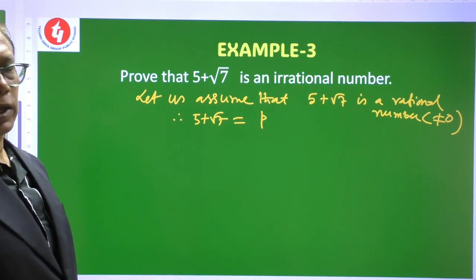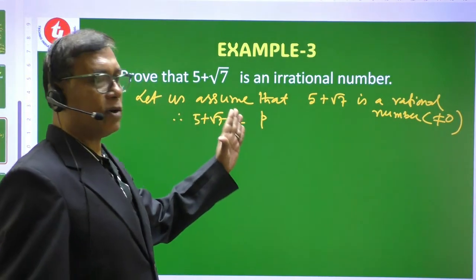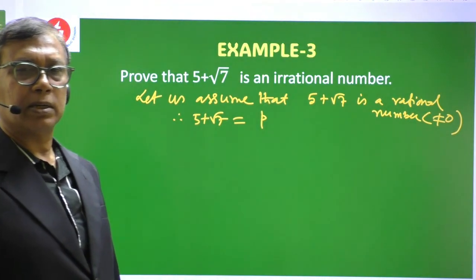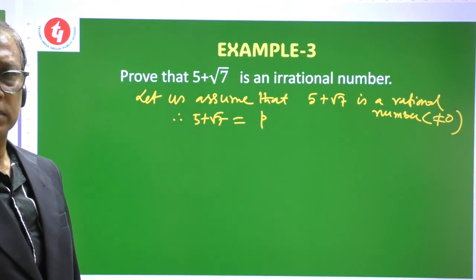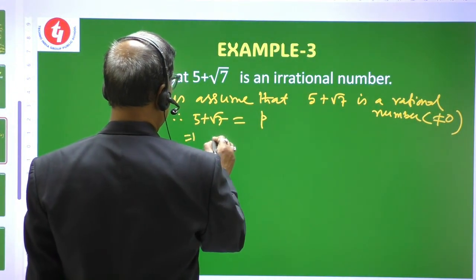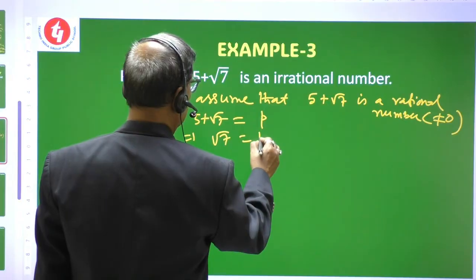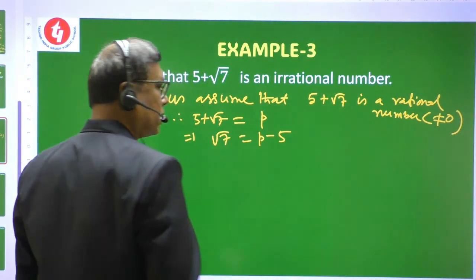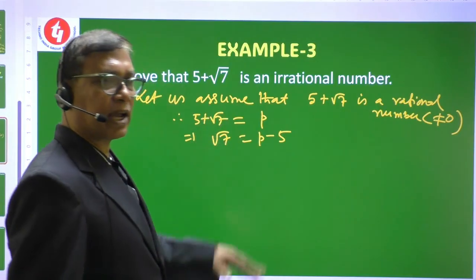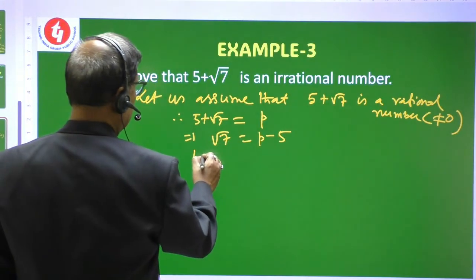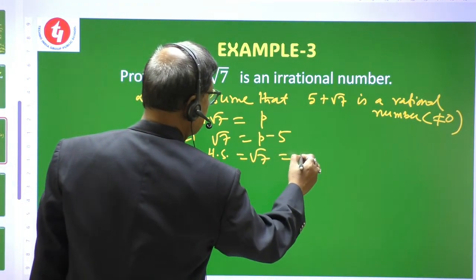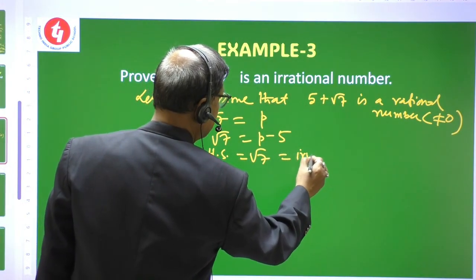I have not taken p by q, that's p, because we are assuming it is a rational number, so we can denote a rational number by p only. P denotes the rational number. Yes or no? So this implies root 7 equals p minus 5. So from here, what we are observing, the left hand side, root 7, is an irrational number.